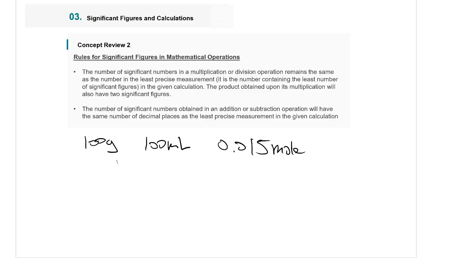Okay, so from here we have to do mathematical operations. How can we combine different measurements with different significant figures, different amounts of information, and at the end still show the result with the appropriate amount of information present? That's why we're going to learn how to process the significant figures.